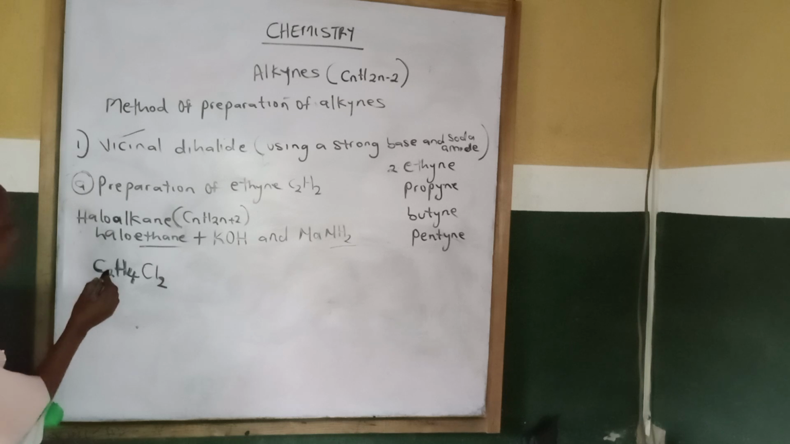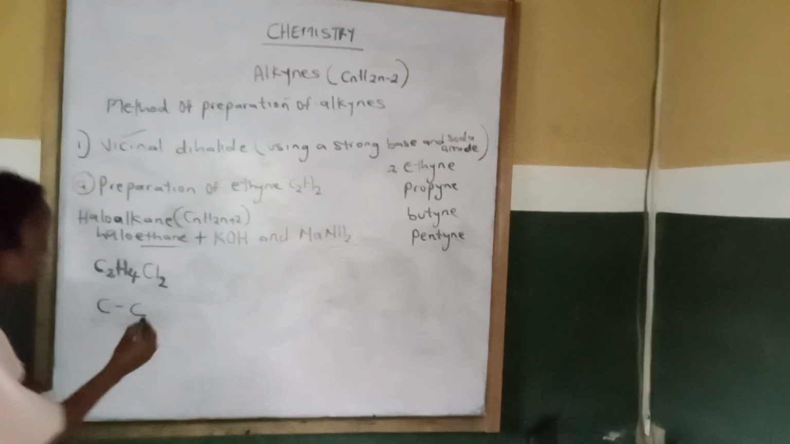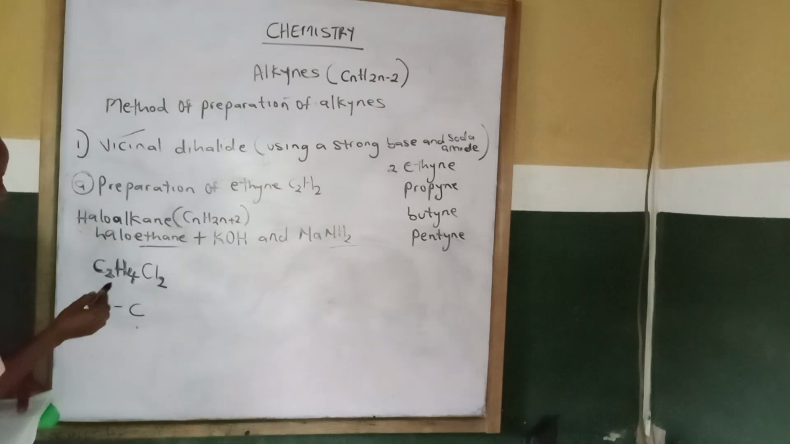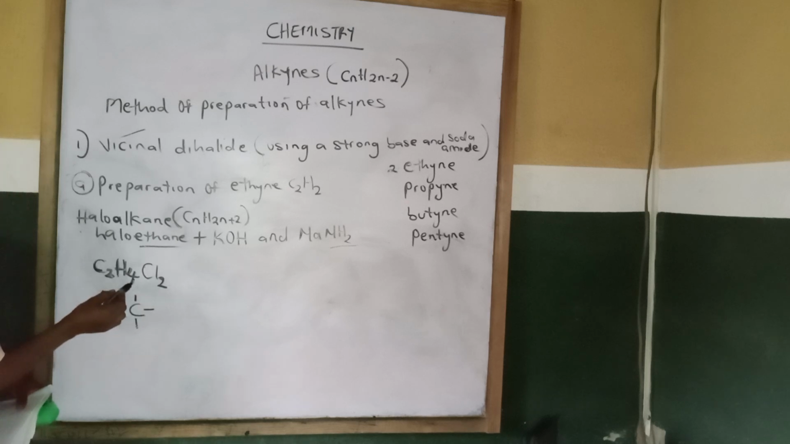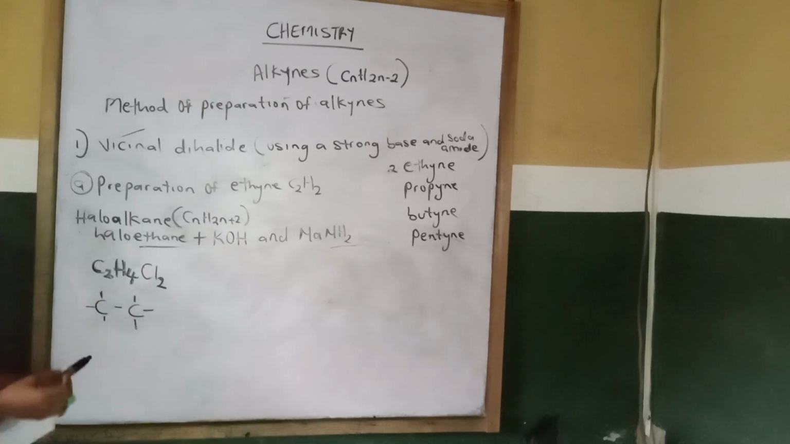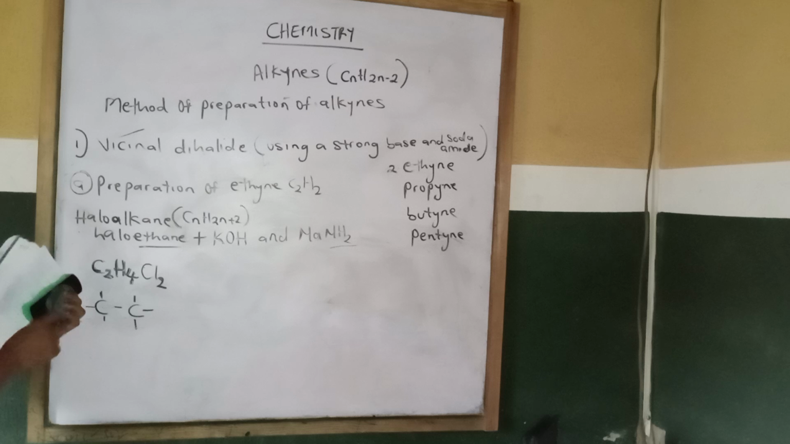So we have 2 carbon atoms. Join those 2 carbon atoms together with a chemical bond. 1, 2. Then each carbon atom must be surrounded with 4 chemical bonds. 1, 2, 3, 4. 1, 2, 3, 4. Then fill with what? 4 hydrogen atoms.